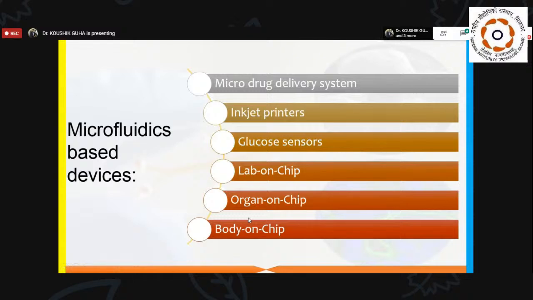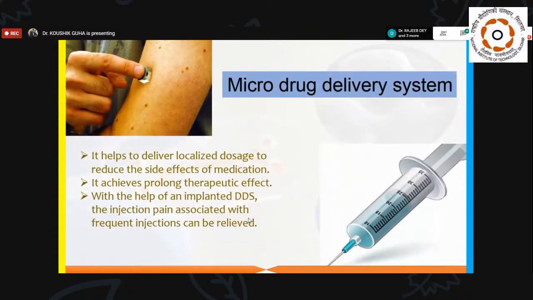Microfluidic devices include micro drug delivery systems, inkjet printers, glucose sensors, lab on chip, organ on chip, body on chip. This is one example of a micro drug delivery system. Just by placing this type of small device on your skin, it can automatically insert the drug into your skin. So this is called micro drug delivery.